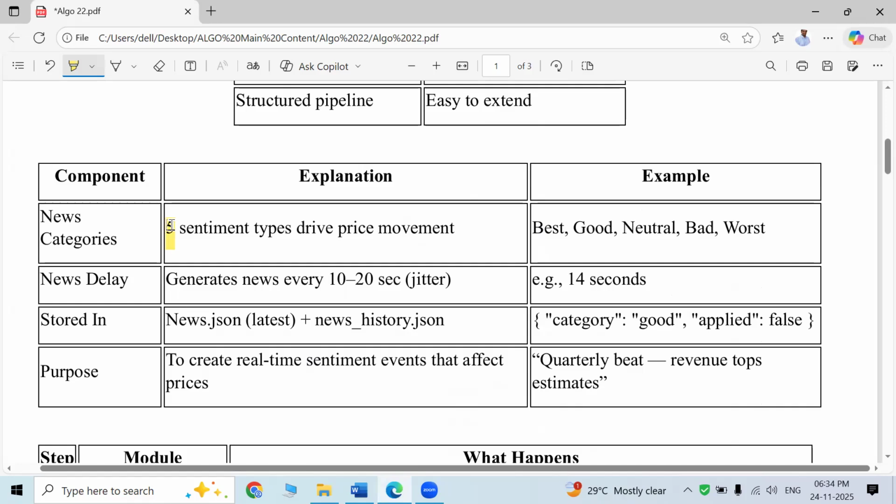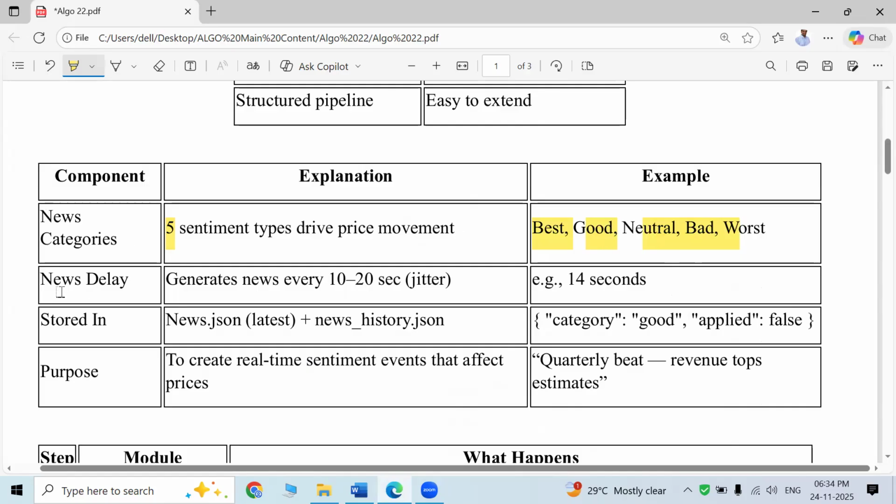Now, what is there in the actual simulation? There are 5 sentiments: a bad sentiment, good sentiment, neutral sentiment, best sentiment, and the worst sentiment. Based on these sentiments, we are going to change the price, and once the price goes up or down, the algo is going to calculate the RSI, and based on that, it is going to trade.